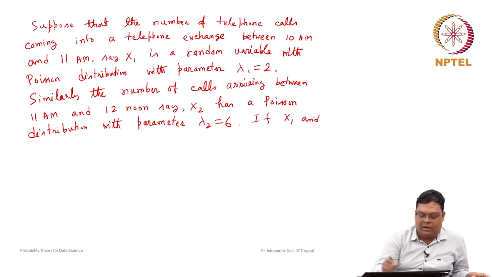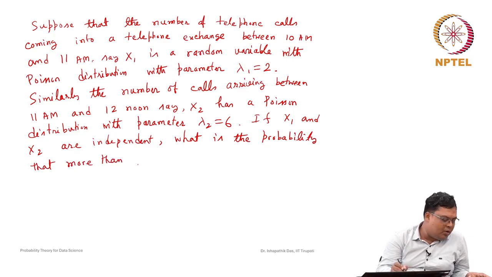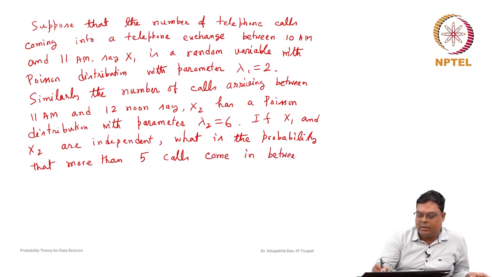If X1 and X2 are independent, what is the probability that more than 5 calls come in between 10 a.m. and 12 noon?